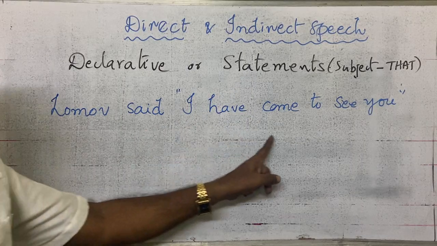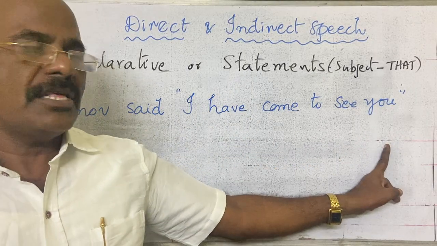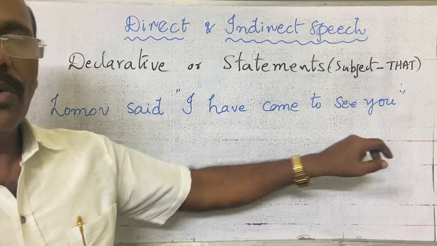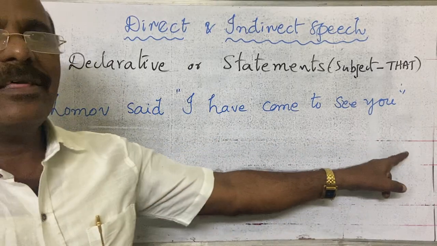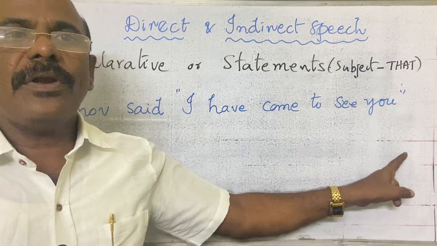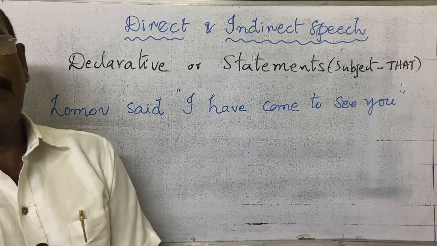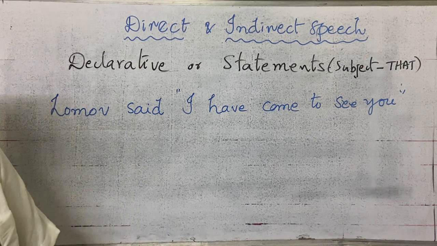Or "The earth is round." That is also called the same. Or "He is coming now." Or "My teacher is explaining this lesson today." Like this, the sentence starts with the subject. These are called declarative sentences or statements. Now we want to verify the rules.